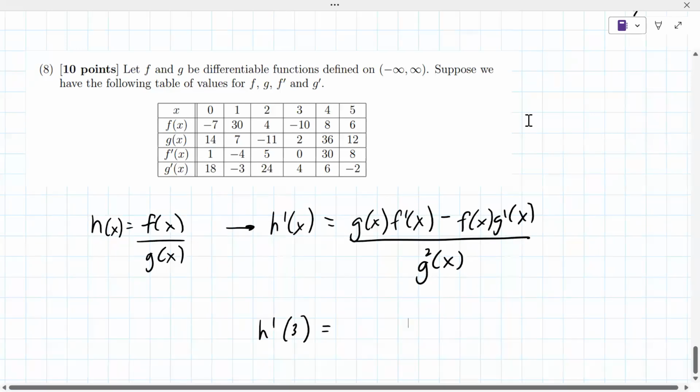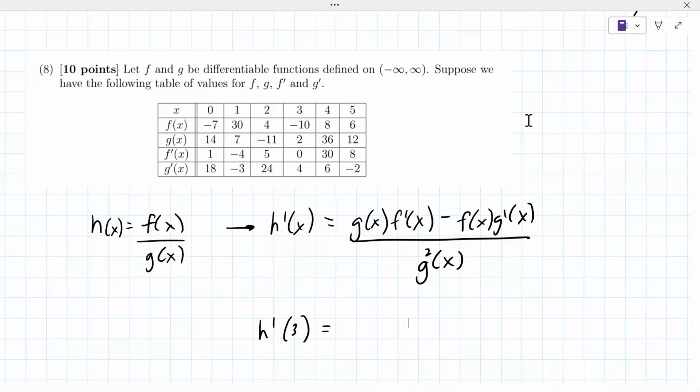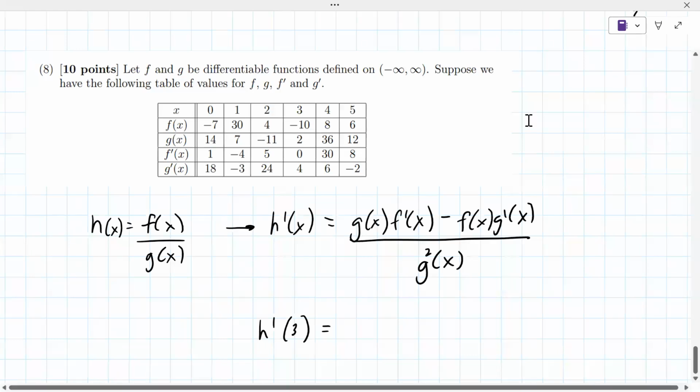So g of x of 3. So negative, oh, wait, no. 2 times 0, which equals 0, minus negative 10.